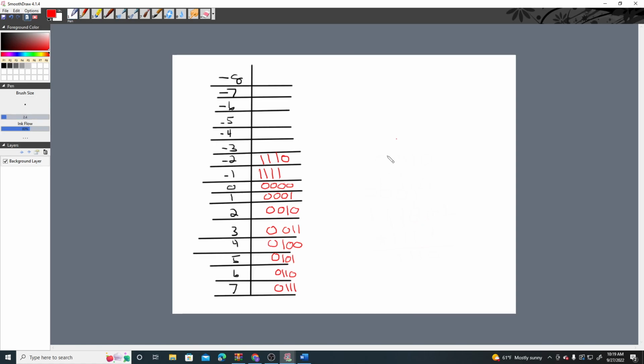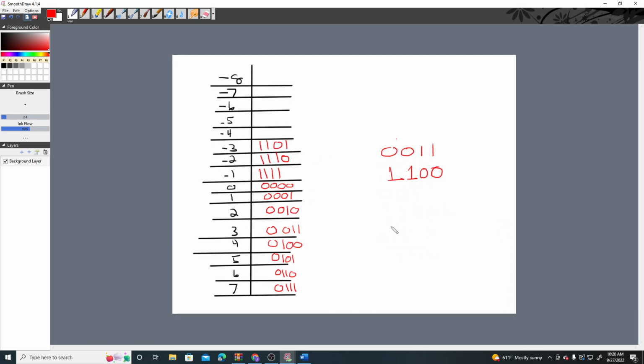So if we look at 3, 3 is 0, 0, 1, 1. So let's do 1's complement. 1's complement means we're going to flip all the bits. 0 becomes 1, 0 becomes 1, 1 becomes 0, and 1 becomes 0. And then we'll add 1. So we get 1, 1, 0, 1. So negative 3 is 1, 1, 0, 1.